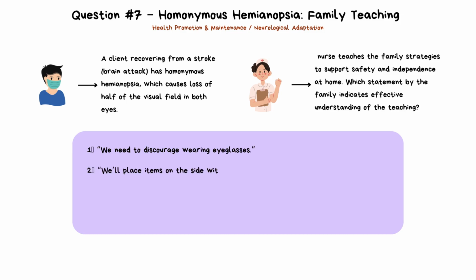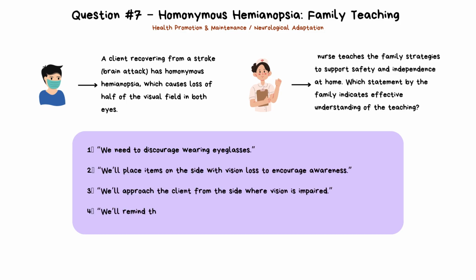Option 1. We need to discourage wearing eyeglasses. Option 2. We'll place items on the side with vision loss to encourage awareness. Option 3. We'll approach the client from the side where vision is impaired. Option 4. We'll remind the client to turn their head and scan toward the lost visual field. Take a moment and think. Which action actually helps the client compensate for the vision loss rather than making it worse?